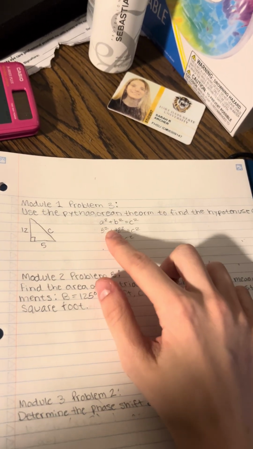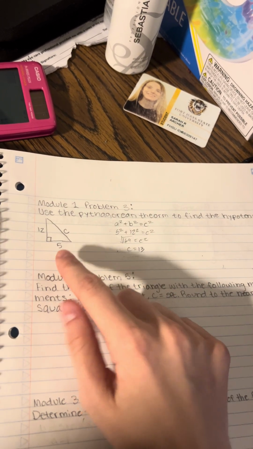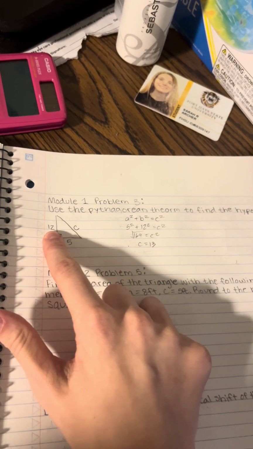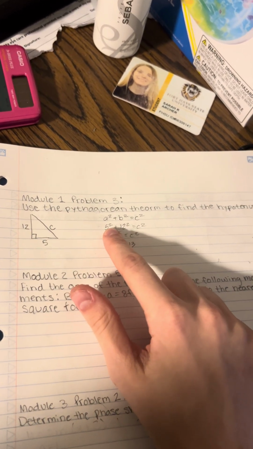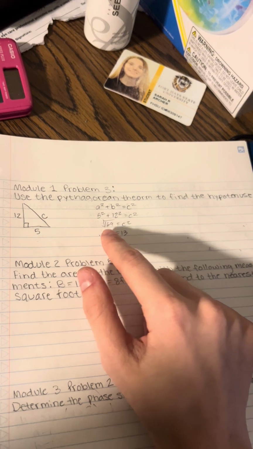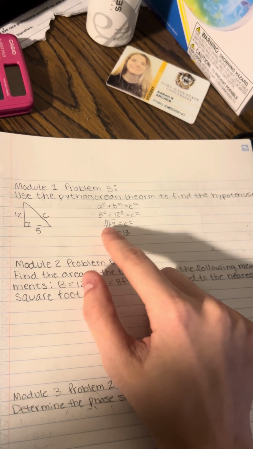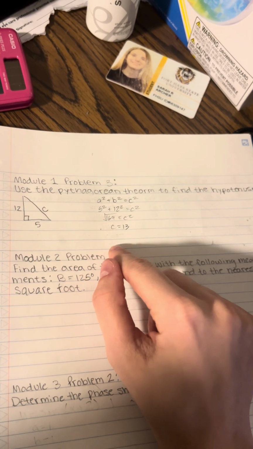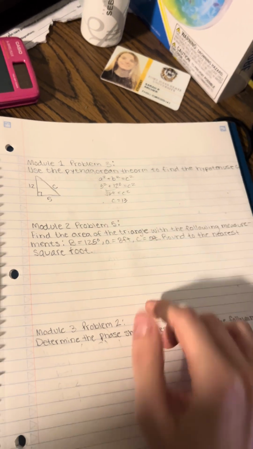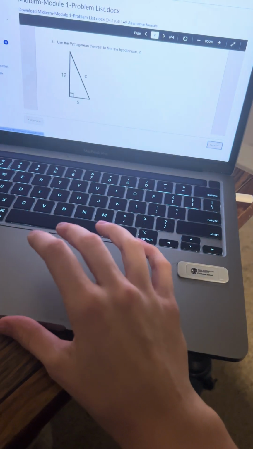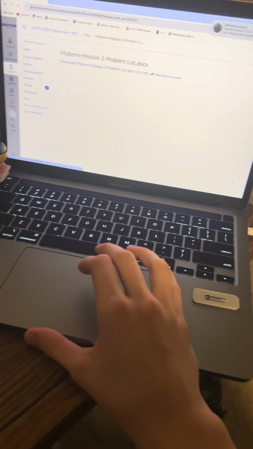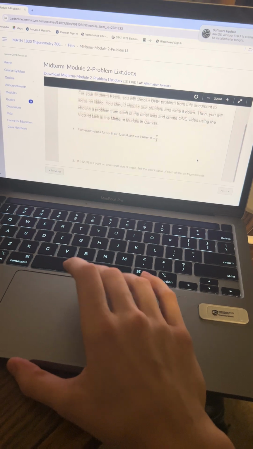So the Pythagorean theorem, a squared plus b squared equals c squared. The sides given is 5, and the other side is 12. So you do 5 squared plus 12 squared equals c squared. And to get rid of that square, you take the square root of 169, and then you get c equals 13. I'm going to go ahead and switch to the next module, which I have chosen to do problem 5.